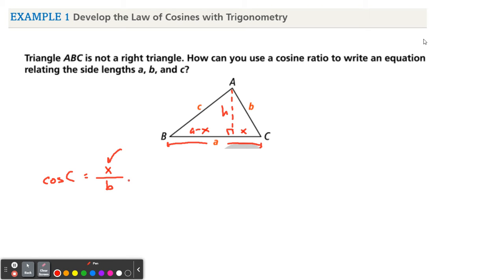Now we're going to see this X somewhere else in the next formula we use. So I'm going to get X by itself by multiplying both sides by B. Similar to what we did with the H using the sine, right? So this is going to be B cosine of C equals X. And again, we're going to hold off on that till later.